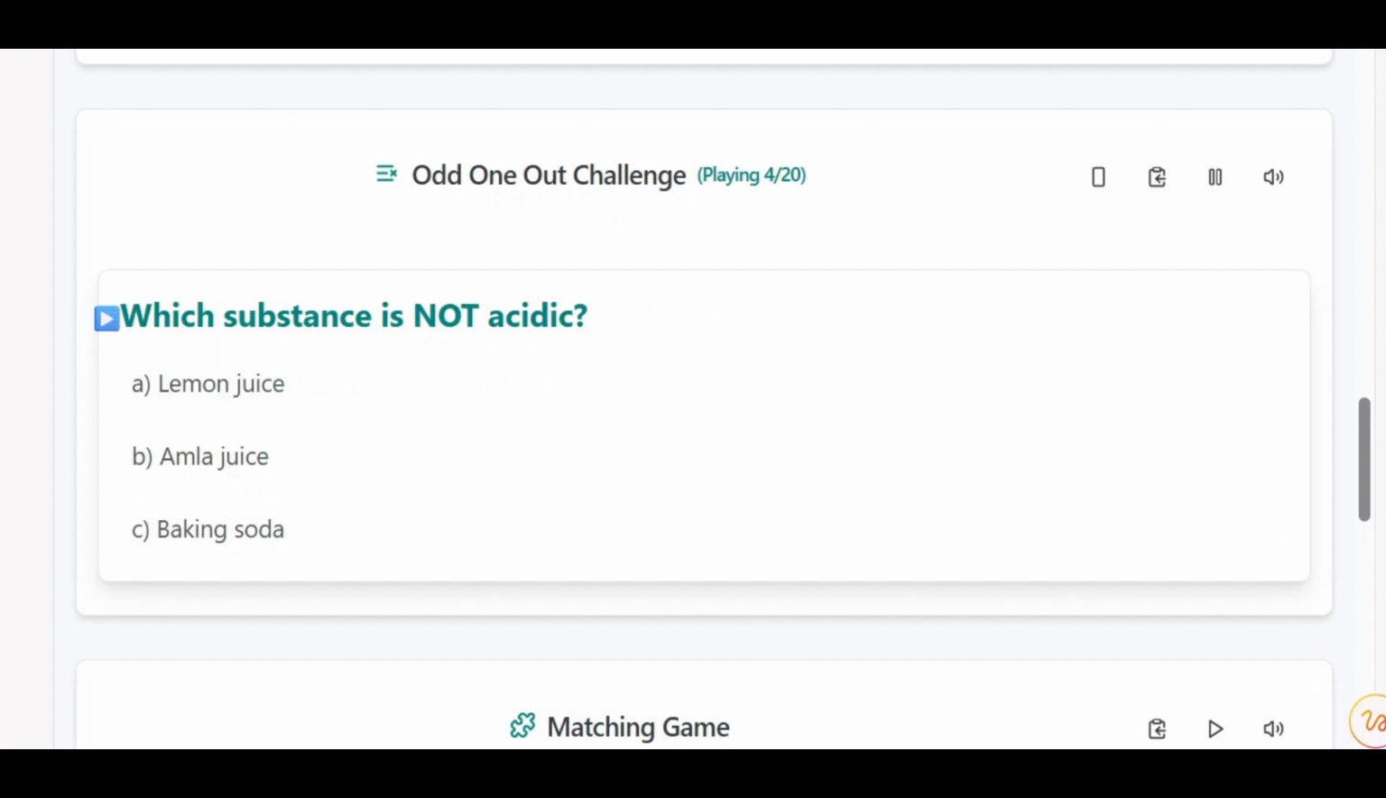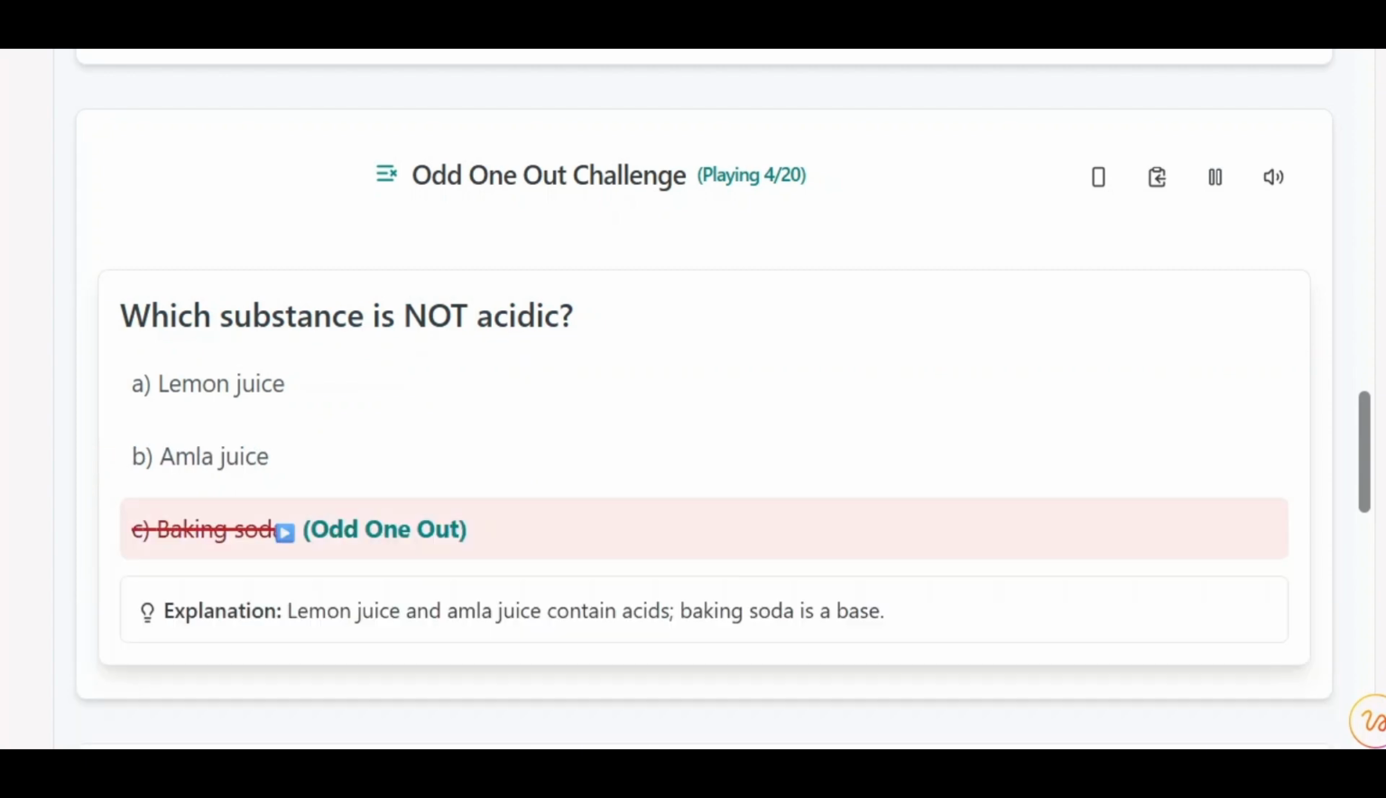Which substance is not acidic? Lemon juice. Amla juice. Baking soda. The odd one out is baking soda, because lemon juice and amla juice contain acids, while baking soda is a base.